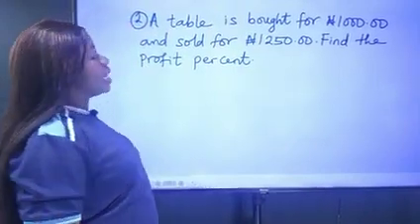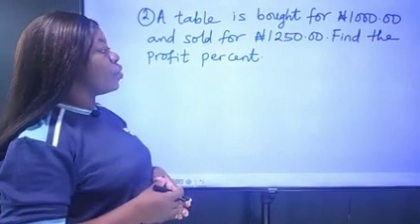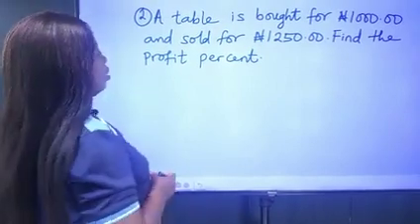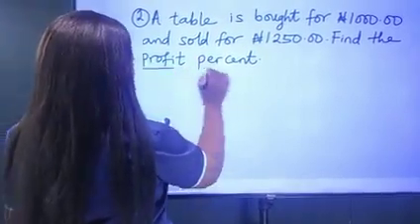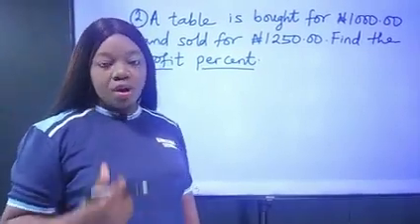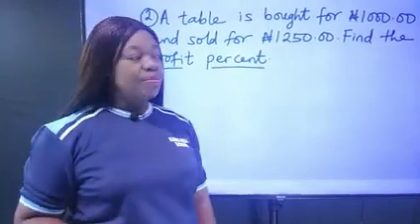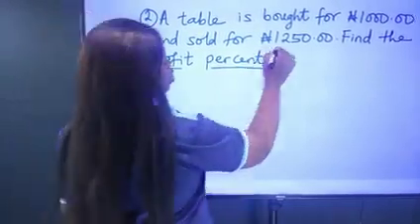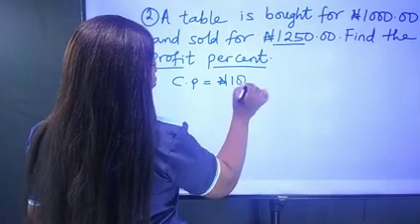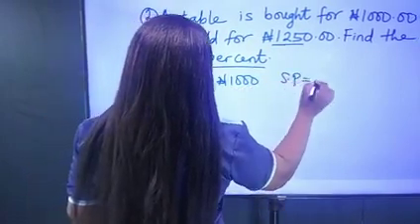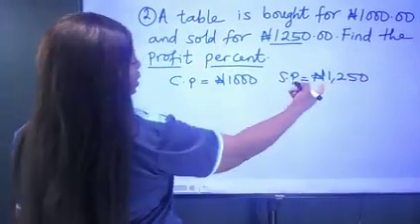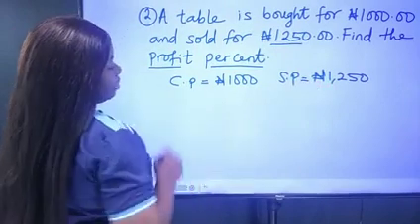Now the second question says a table is bought for 1,000 naira and sold for 1,250 naira. Find the profit percent. So now when you're to find the profit percent, you need to identify the cost price and the selling price. The cost price is the price at which you bought the article, which is the table, and the selling price is the price at which you sold it. So now the cost price is 1,000 naira and the selling price is equal to 1,250 naira. So definitely we have profit because the selling price is greater than the cost price.